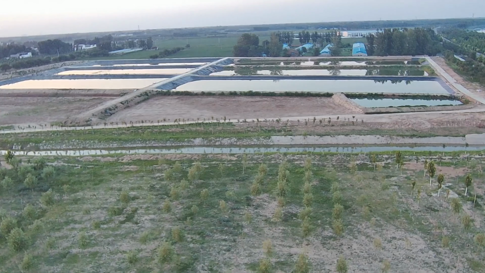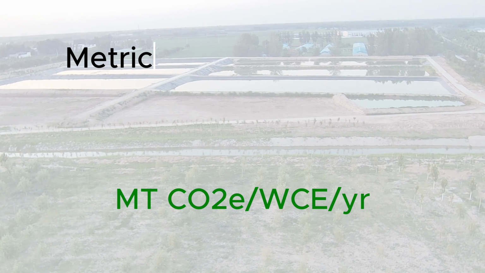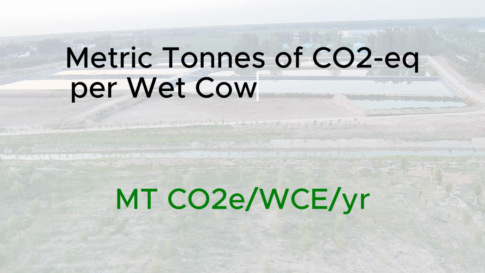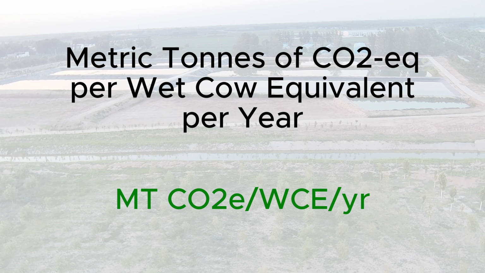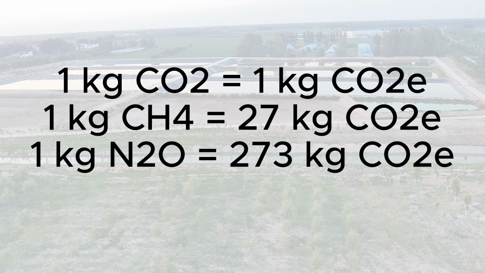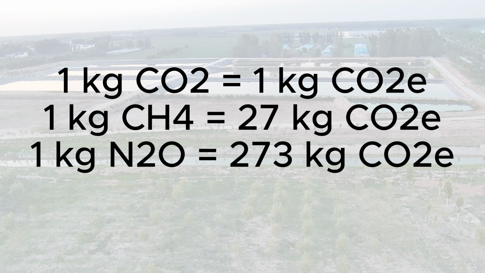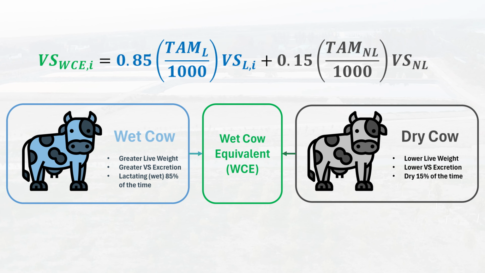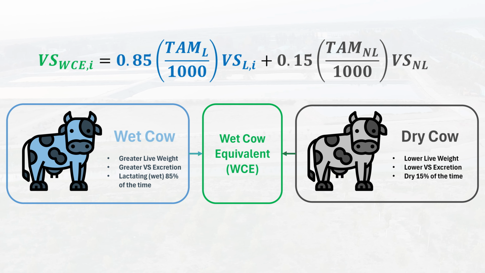The SuMMIT model reports GHG emissions as metric tons of CO2 equivalents per wet cow equivalent per year. CO2 equivalents represents the combined warming potential of carbon dioxide, methane, and nitrous oxide. A wet cow equivalent is a functional unit that captures the weighted average volatile solids excretion of a typical dairy cow considering periods of non-lactation. In other words, the model assumes the average cow is lactating 85% of the time and dry the other 15%.